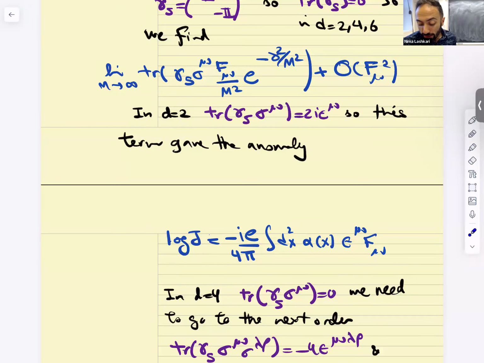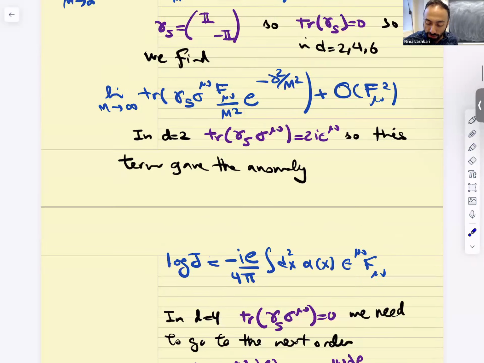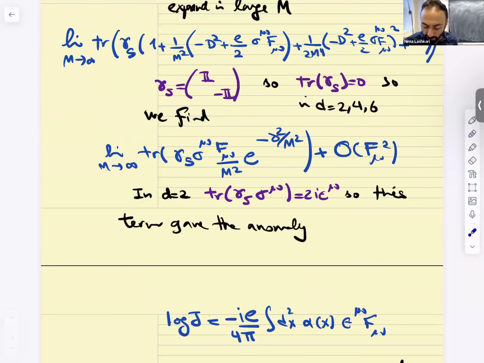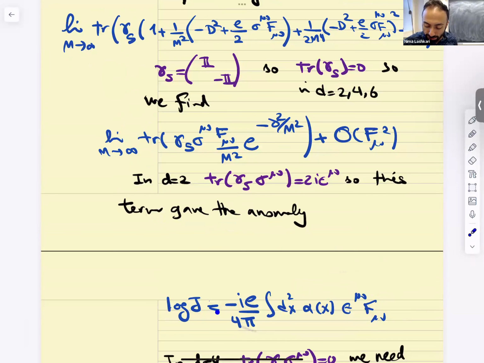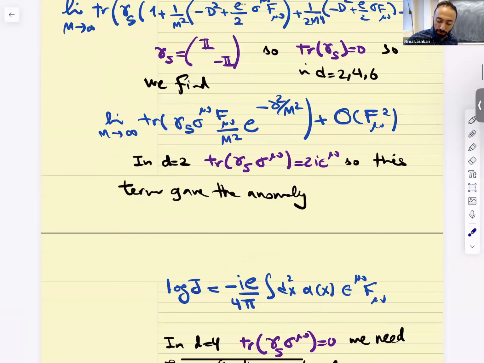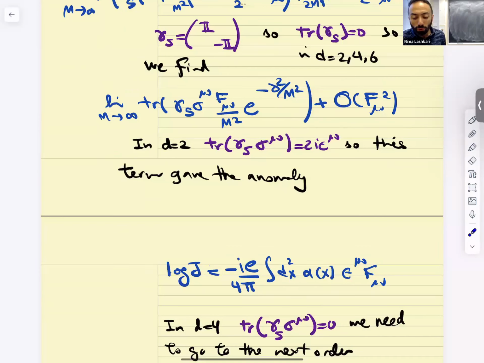The log of J just becomes this expression, epsilon mu nu F mu nu. The e comes from this here, and you end up with this expression for the anomaly in 2 dimensions. In 4 dimensions, this term vanishes because the trace of gamma 5 sigma mu nu is 0. So the order F mu nu term vanishes. That was expected. Why?